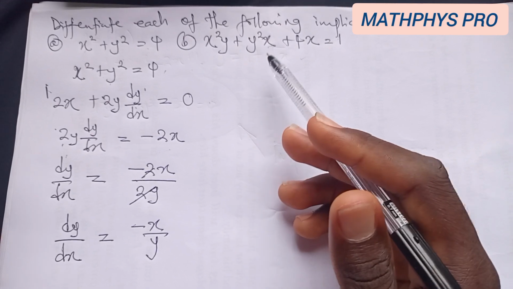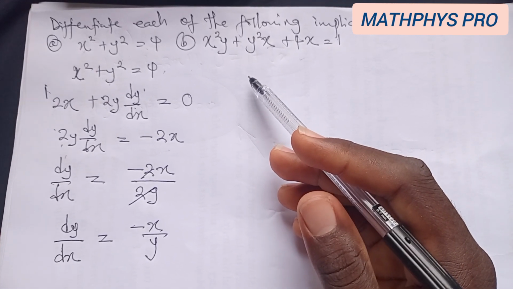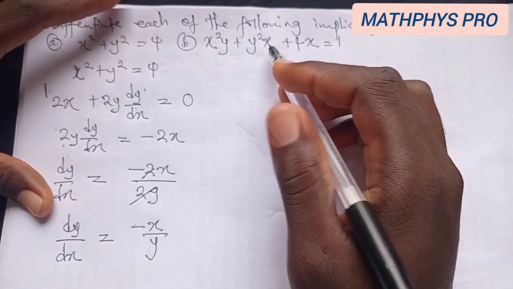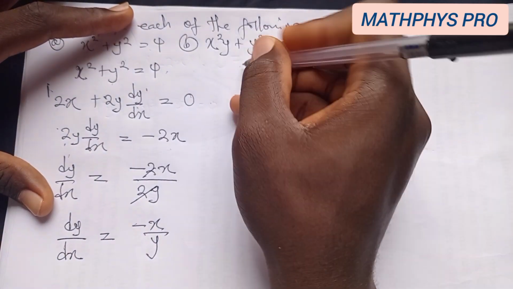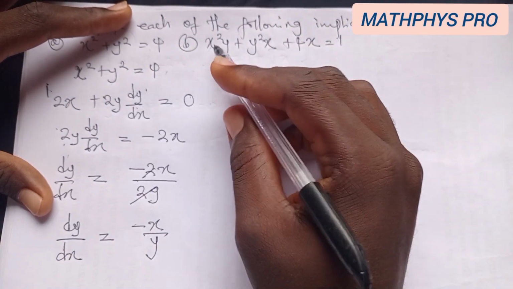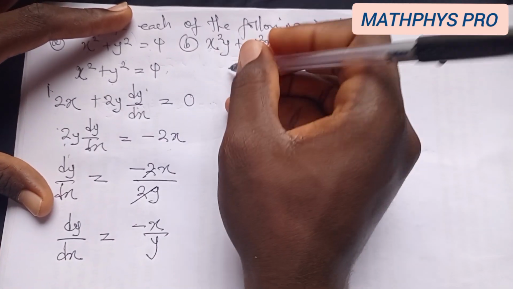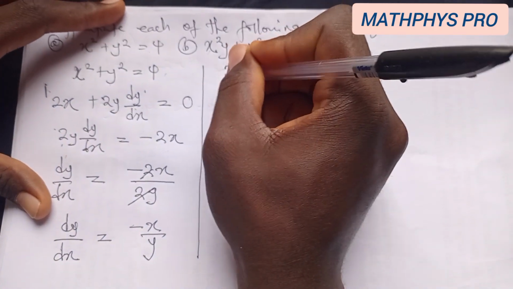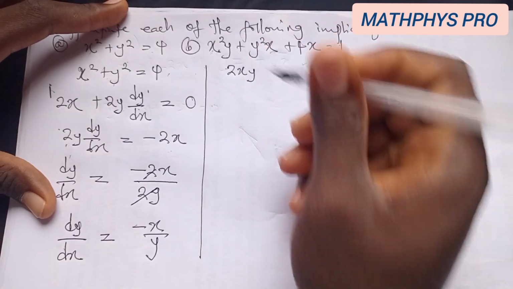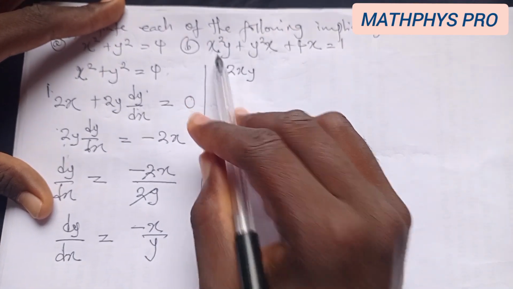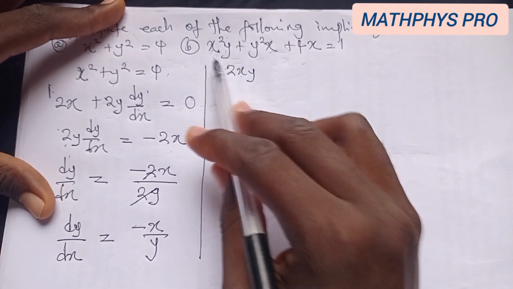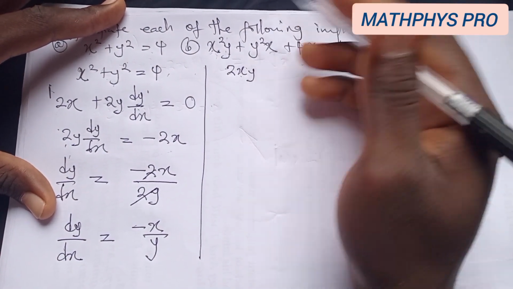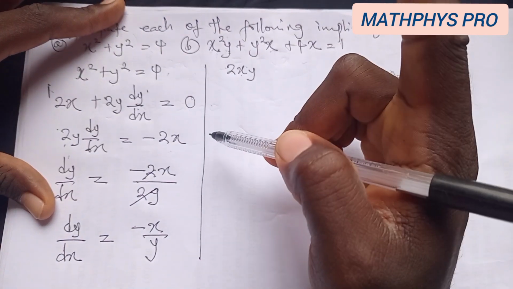Feel free to pause the video and try the question on your own. That's how you learn quickly. Now differentiate the second question term by term with respect to x. If you differentiate x squared, you have 2x, and as you write the 2x you add the y, so 2xy. Remember, you still have to differentiate y again. Don't forget, whenever you differentiate y, add dy dx.